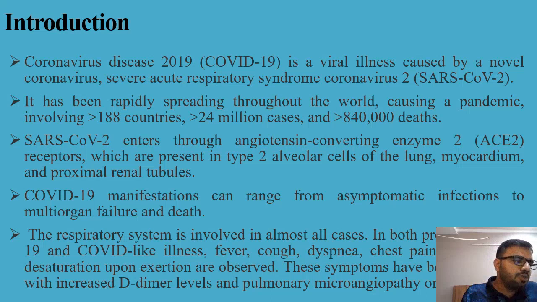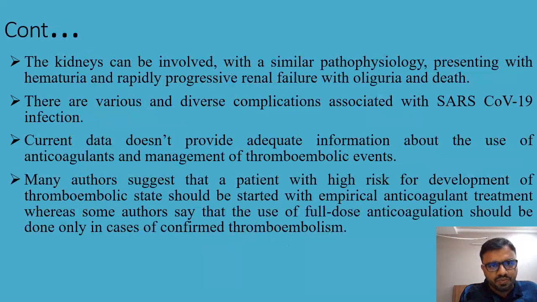And these symptoms have been associated with increased D-dimer levels and pulmonary microangiopathy on necropsy. The kidneys can be involved with a similar pathophysiology, presenting with hematuria and rapidly progressive renal failure with oliguria and death. There are various and diverse complications associated with SARS-CoV-2 infection.